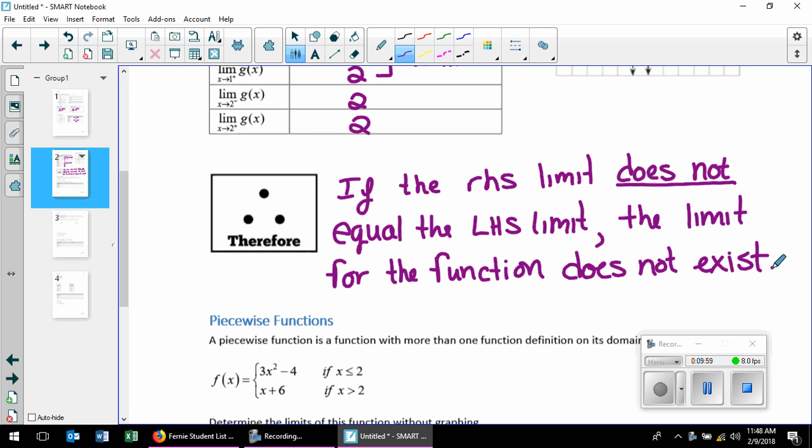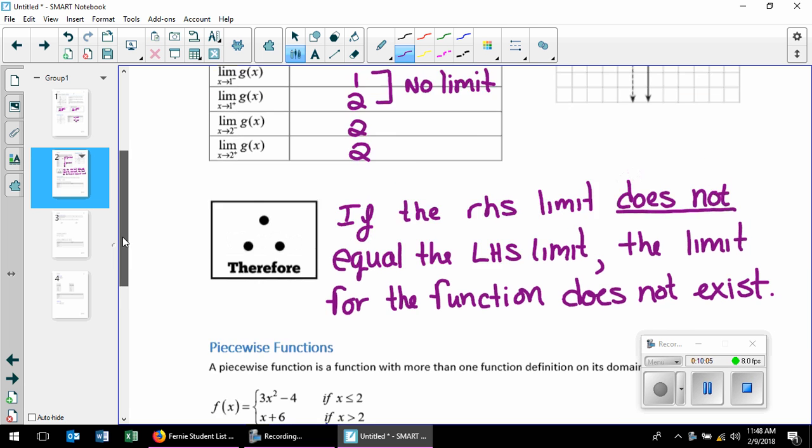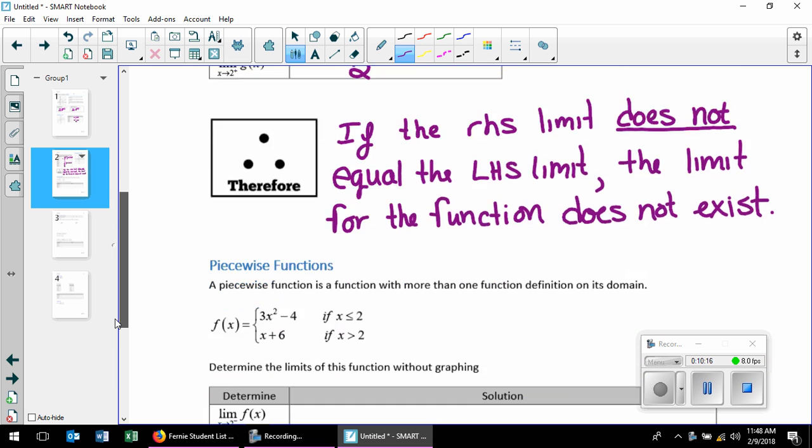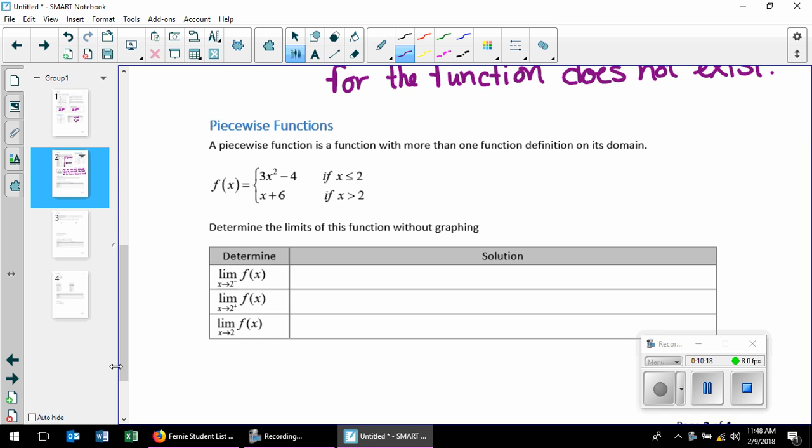Good times. You can express it as the right-hand limit versus the left-hand limit, just like we did here, looking at that graph. And then you can state their difference so there's no limit to the function. Easy peasy. So piecewise functions. Remember those from grade 11? Good times.